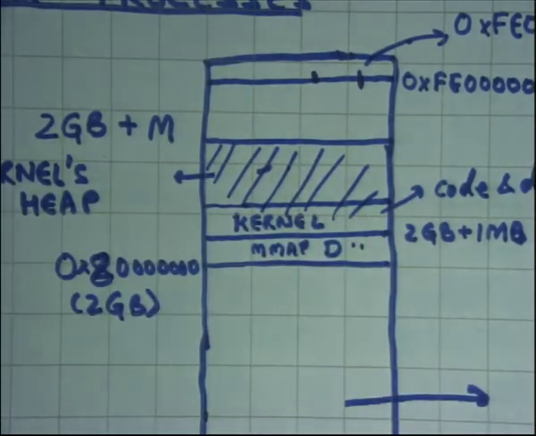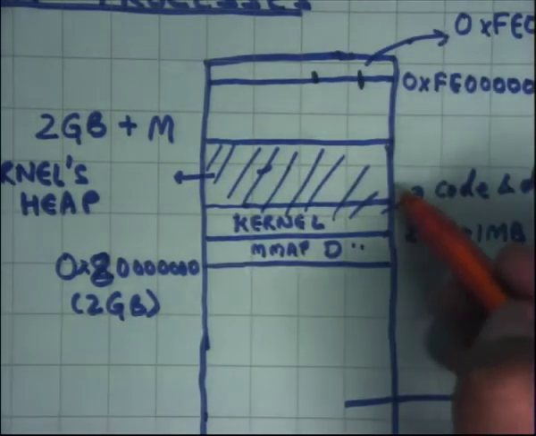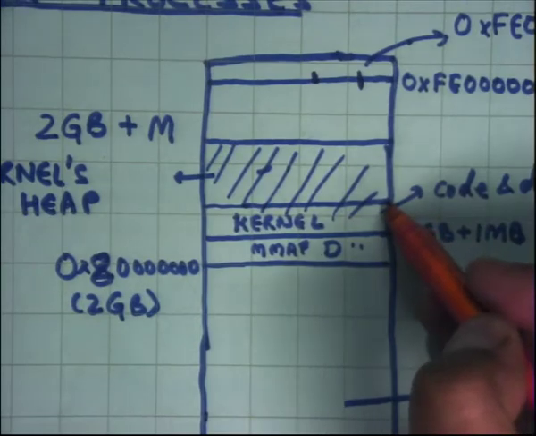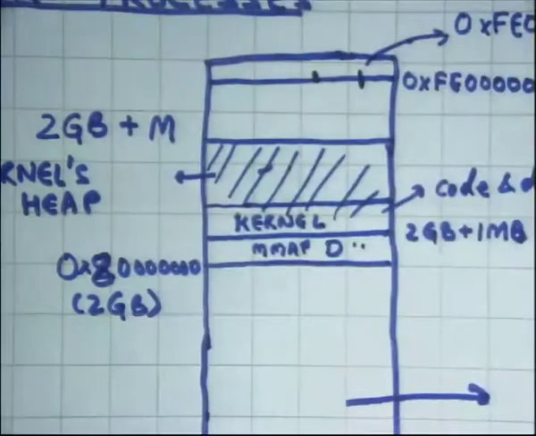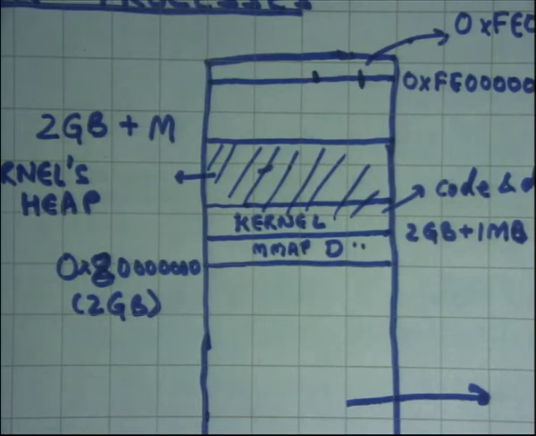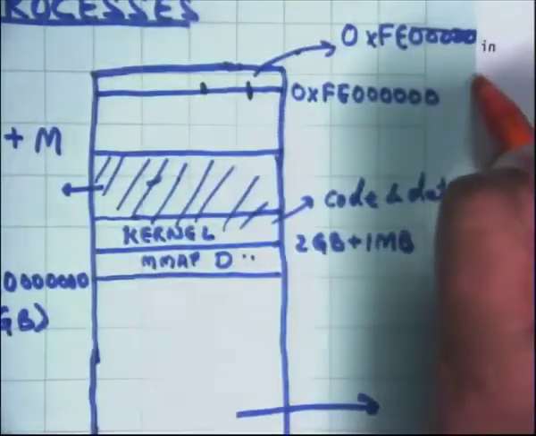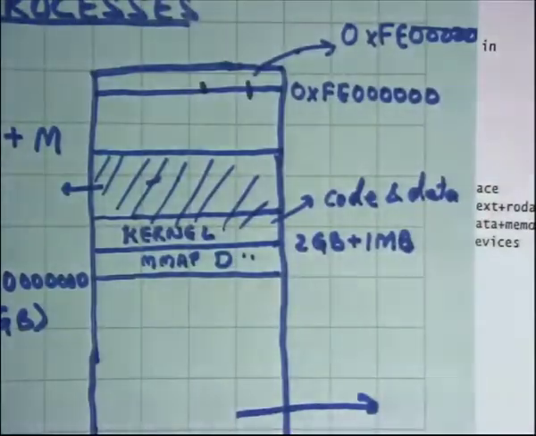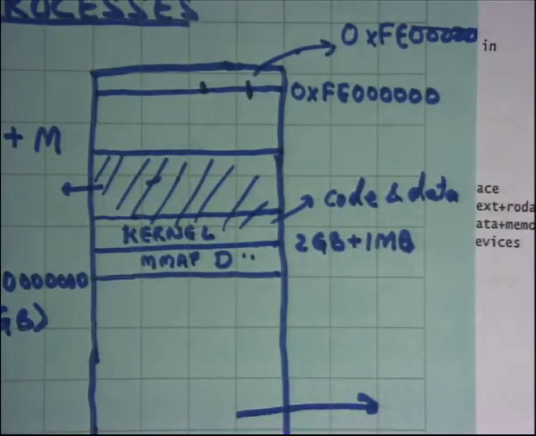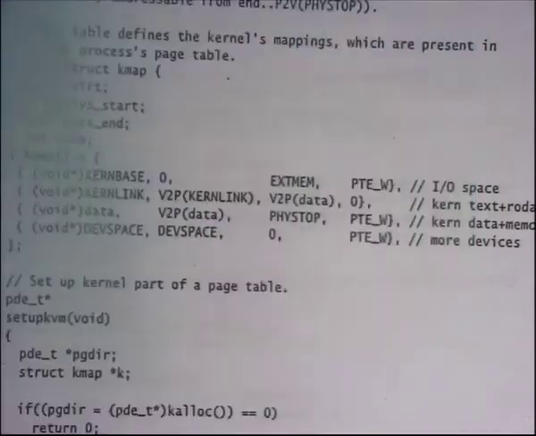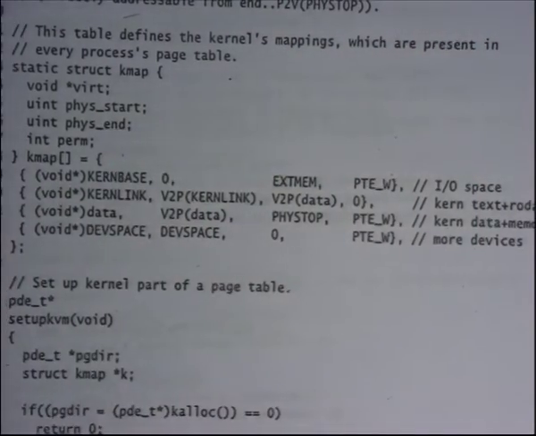You don't want the code to be writable, just a precaution measure, so you map it in read only mode. Then for everything else, which is the kernel's data and all the other memory, that should be mapped in read write mode to the corresponding physical address. And finally, this address 0xFE00 should be mapped identically to the same address in physical memory. So those are the 4 contiguous regions that you need to map, and that's what this array is telling you.